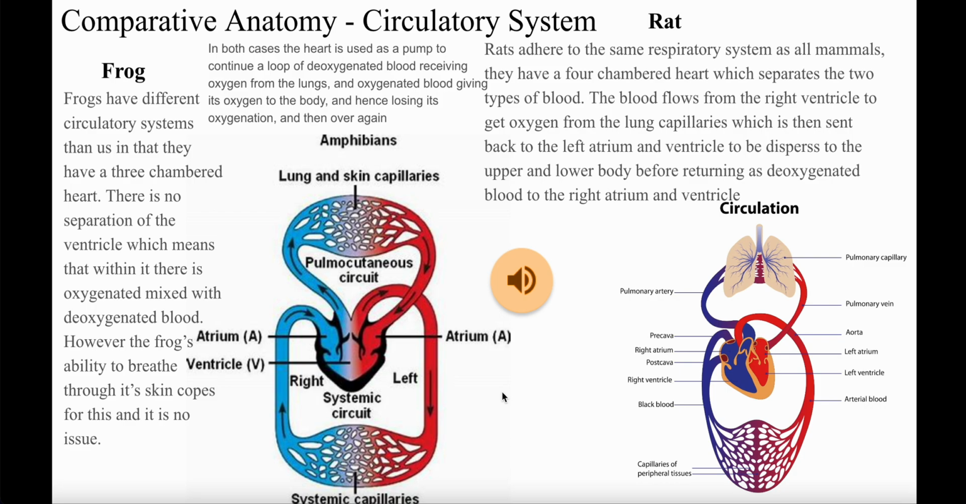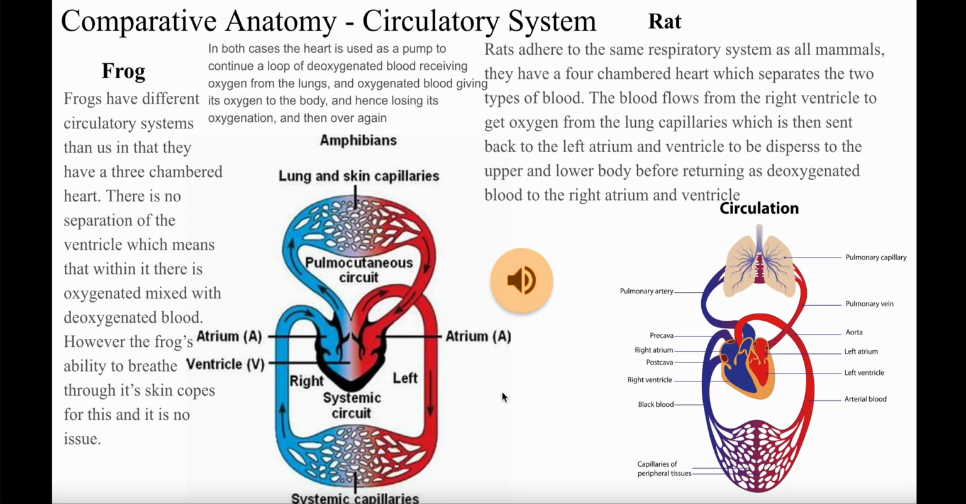However, there are a few differences between a frog and a rat circulatory system. For example, a frog has an amphibian circulatory system, and an amphibian's heart is triple chambered. There is no separation of the ventricle. If you'll recall, in mammals' circulatory system, there's a left and a right ventricle, but in amphibians, there is not one. So this means that there's a mixing of the oxygenated and the deoxygenated blood, which might seem like a problem, but the frog can breathe through its skin, which copes for this mixture of oxygenated and deoxygenated blood, so it's fine. The rat has a mammal heart, same heart that we have, a four-chambered heart.